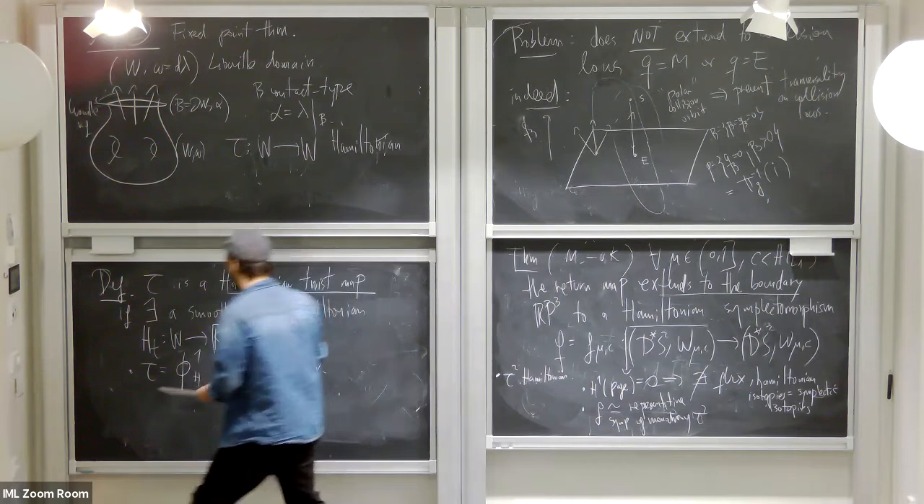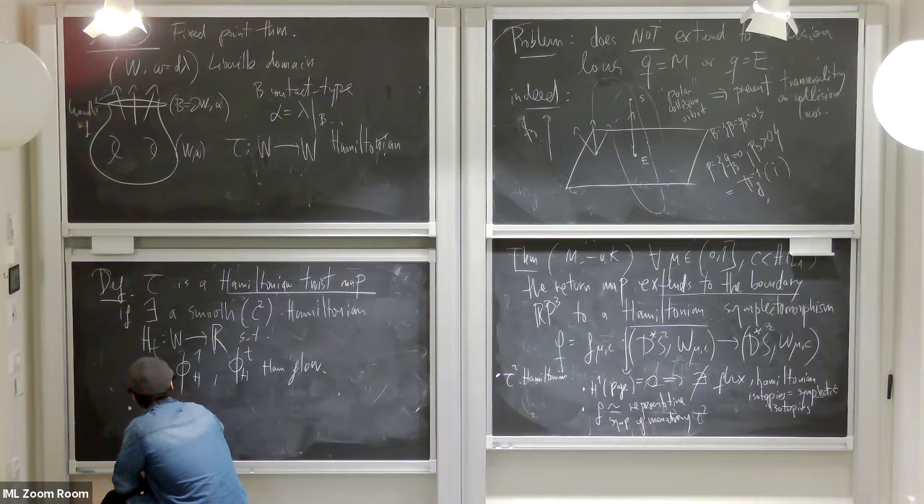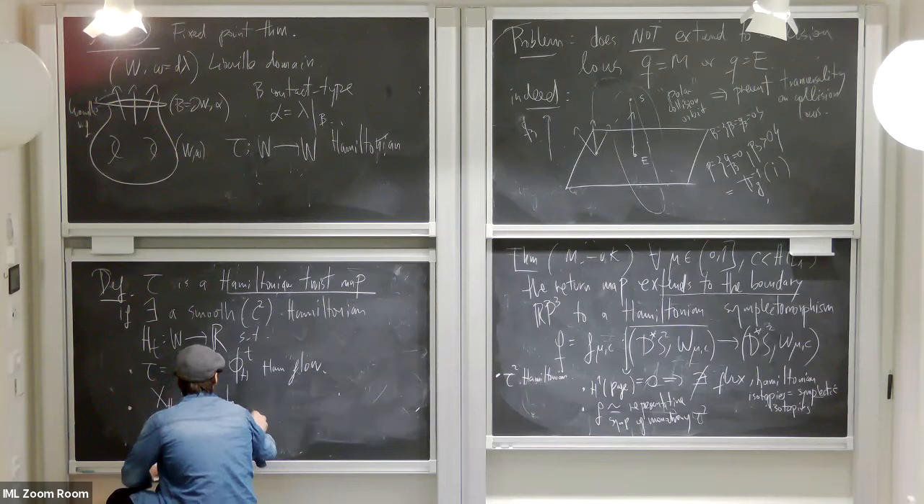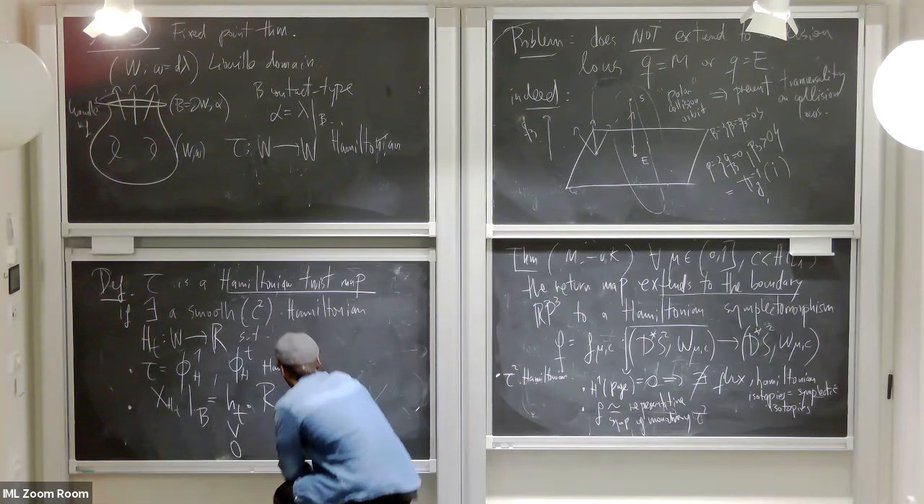And the second condition, and this is a crucial condition, is that I want the Hamiltonian vector field, when I restrict it to the boundary, to be a positive multiple of the Reeb vector field at the boundary. So here, H sub t is the smooth function on the boundary.